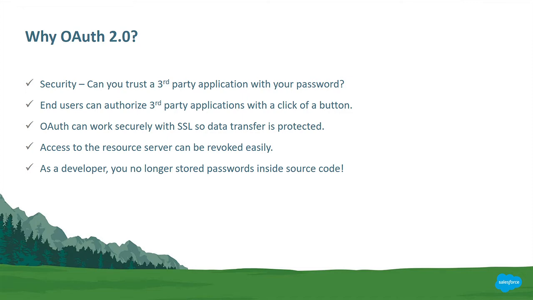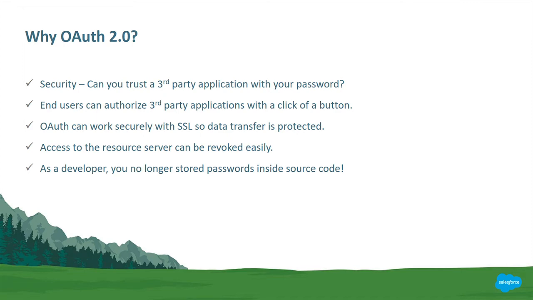And the other cool thing about OAuth is that access to something can be revoked as easily as it can be granted. So that's the cool part about OAuth. You can revoke this once you're given access to someone. And finally, as a developer, we don't have to store passwords in our code anymore.